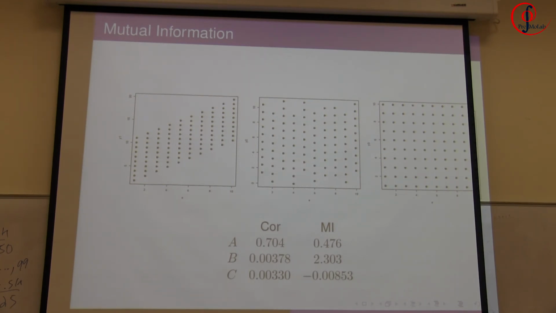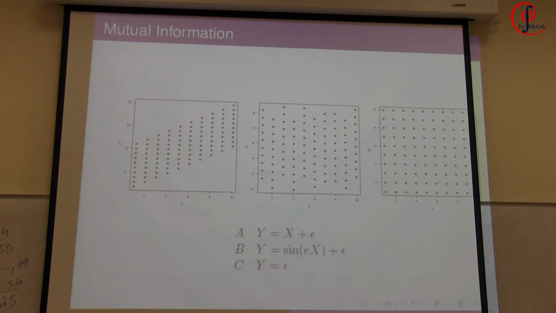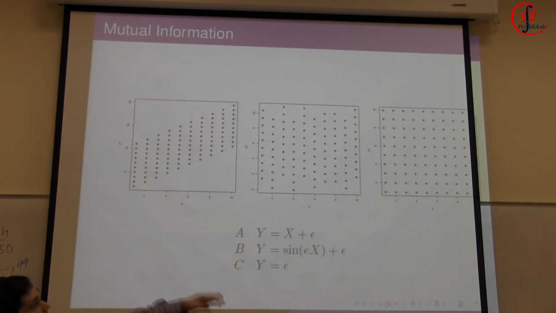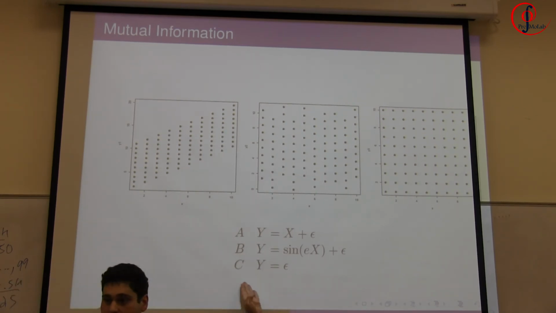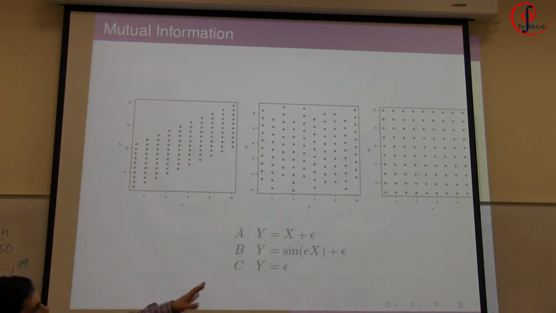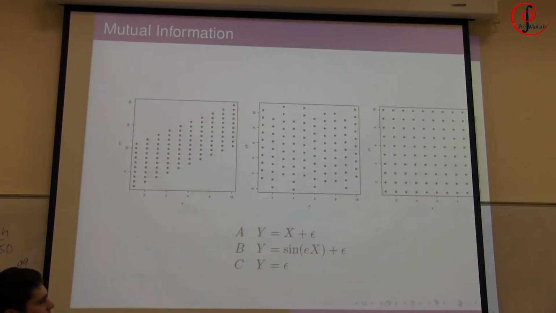Now let me tell you how I actually simulated these. A is just x plus epsilon. B is sine of x plus epsilon, so again, very strong dependence, even if it's not completely evident in the picture. And C is independent, so it's just epsilon. If you don't put the e in, then you really can see the sine. So I put the e in just to make it a little bit more messy.